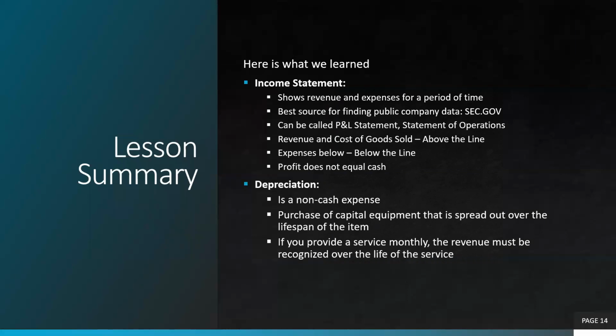So in summary, the income statement shows revenue and expenses for a period of time, and the best source to find public company data is at sec.gov. The income statement has various names: P&L statement, statement of operations, statement of financial position. Revenue and cost of goods sold are considered above the line. Anything below those two items is considered below the line. And as I mentioned, profit does not equal cash, and we're going to get into that in the next lecture. Depreciation is a non-cash expense. It's the purchase of capital equipment that is spread out over the lifespan of the item that's purchased.